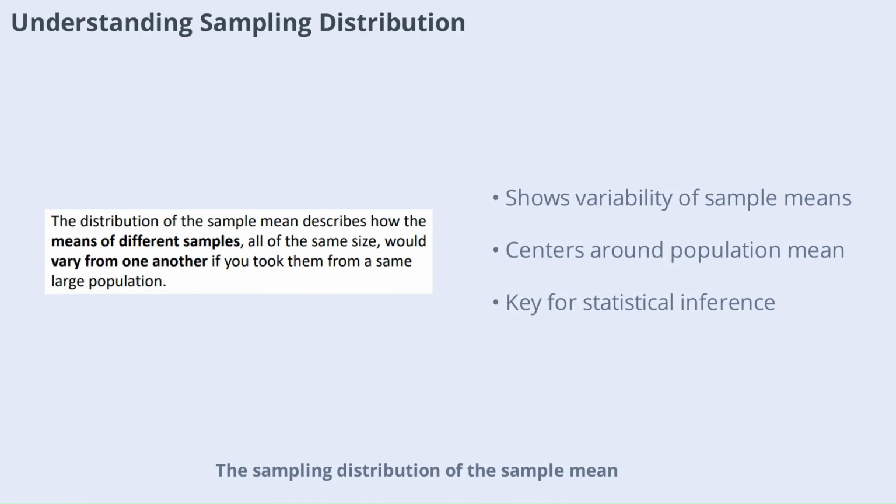The sampling distribution of the sample mean shows how the means of different samples, all of the same size, would vary if you took them from the same large population. This distribution helps you understand the variability of sample means and how they cluster around the true population mean. It's a key concept for making inferences about populations from samples.